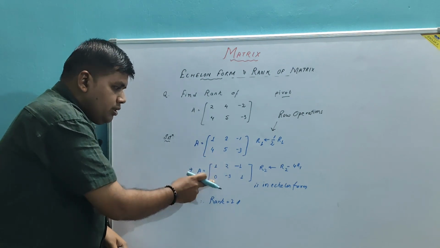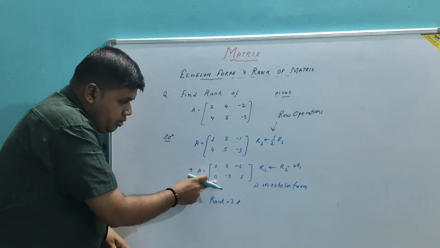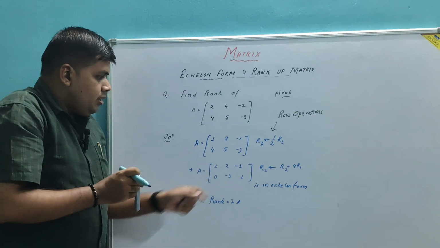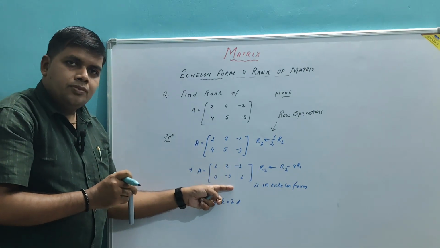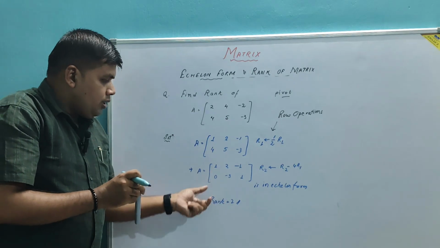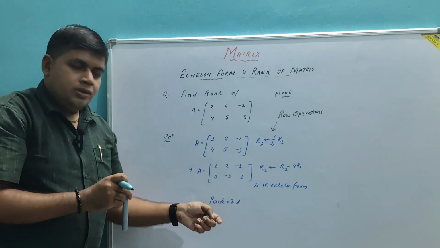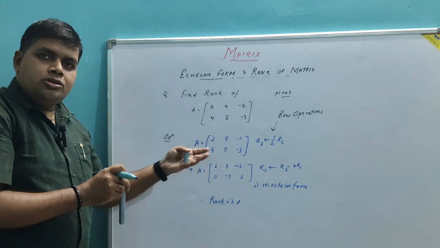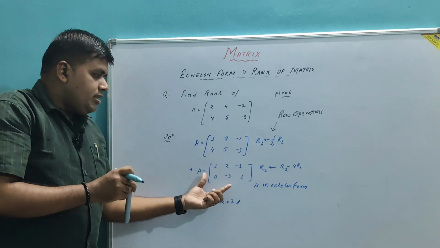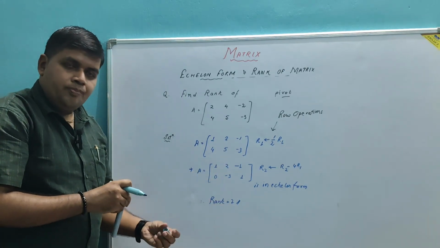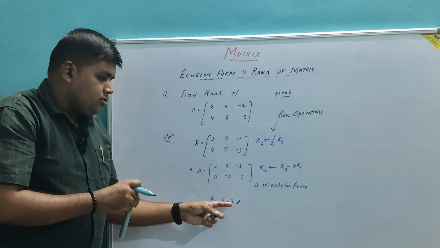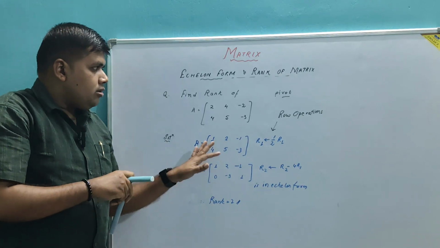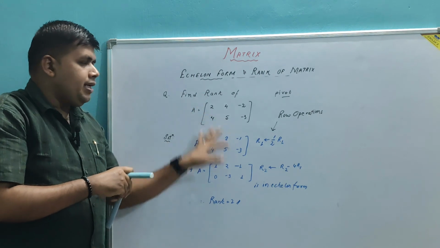So now it is in echelon form because the leading zeros are there, and since there are 2 rows, the leading 0 appears only in the second row. From this we can see that there are 2 non-zero rows, therefore the rank is 2. After converting into echelon form, we have to see how many non-zero rows there are, and on that basis we can say the rank. That is the way of finding the rank.